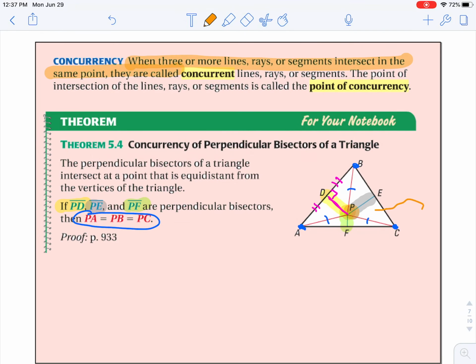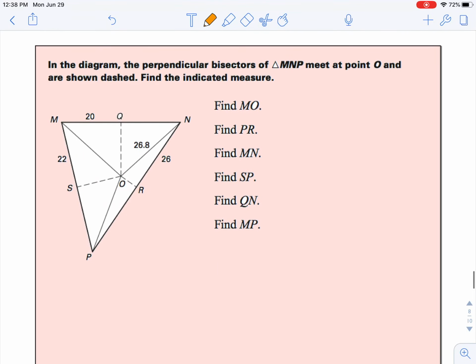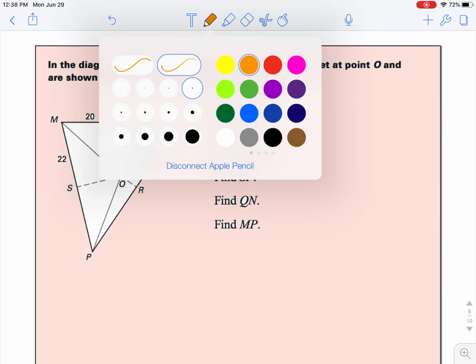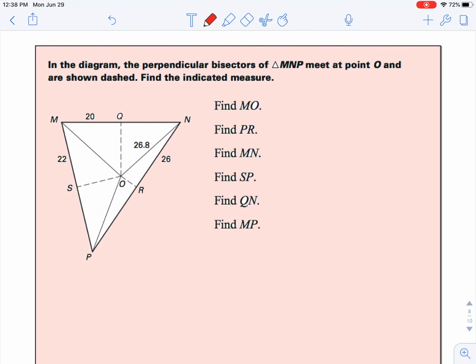Now that point of concurrency actually has not only special significance, but it has a name. The point of concurrency of perpendicular bisectors is called a circumcenter. Called the circumcenter. All right, so let's first use that idea, that concurrency of perpendicular bisectors theorem, to solve this, find some missing information.